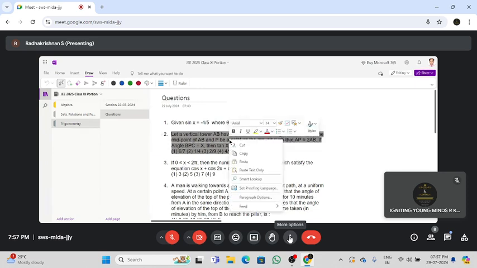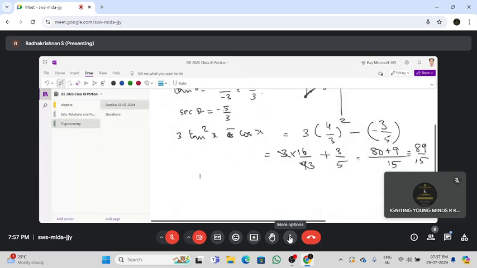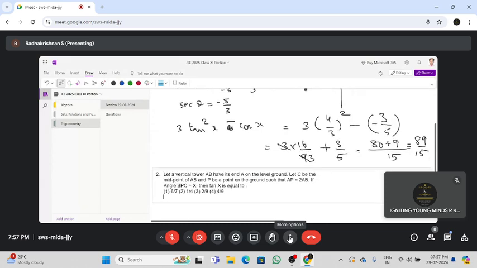This was from last year's paper because I didn't find many problems this year, so I took it from last year. But like I said, don't think this is not important just because there are no problems like this this year. This concept will be extensively used in calculus. So let's do this problem.